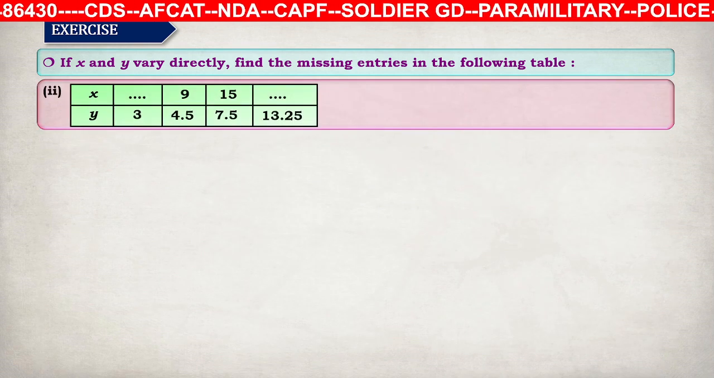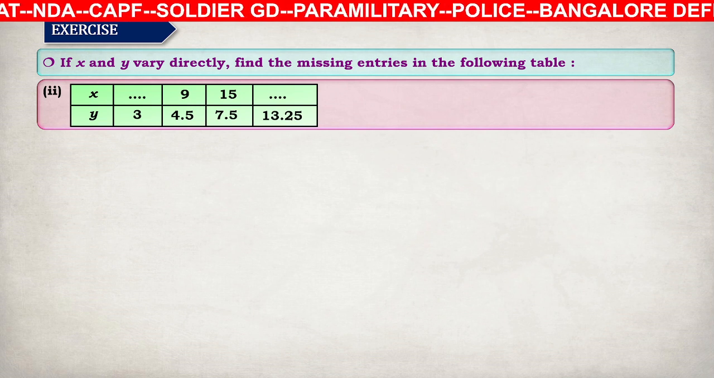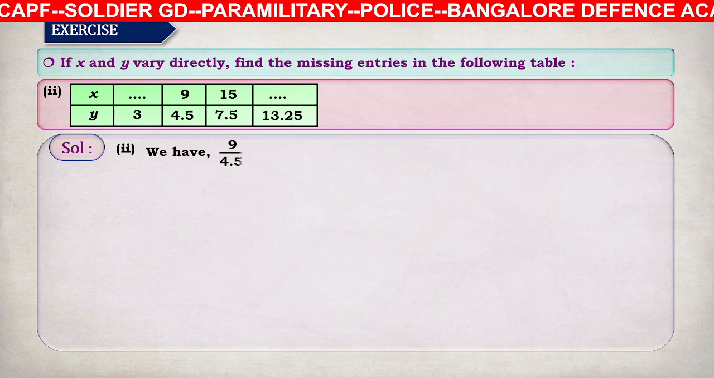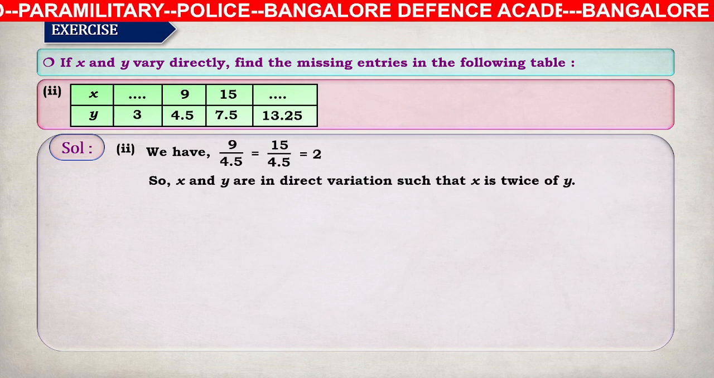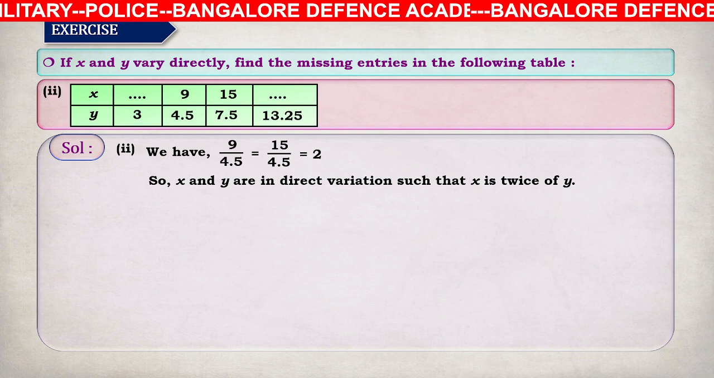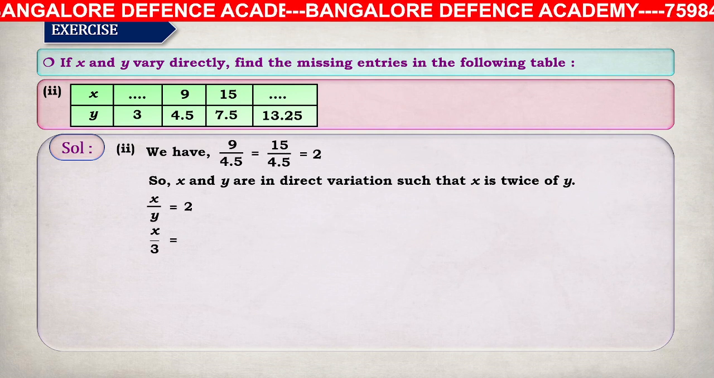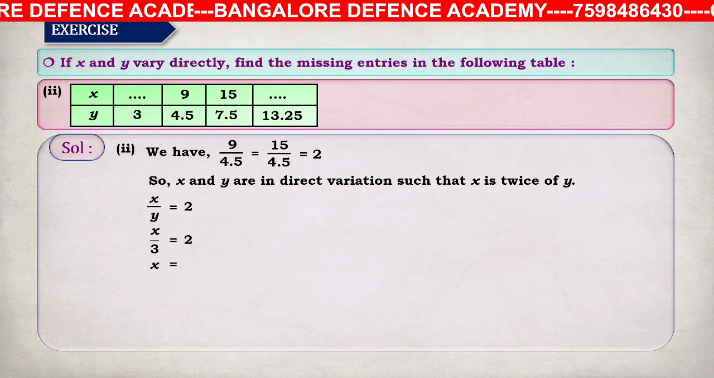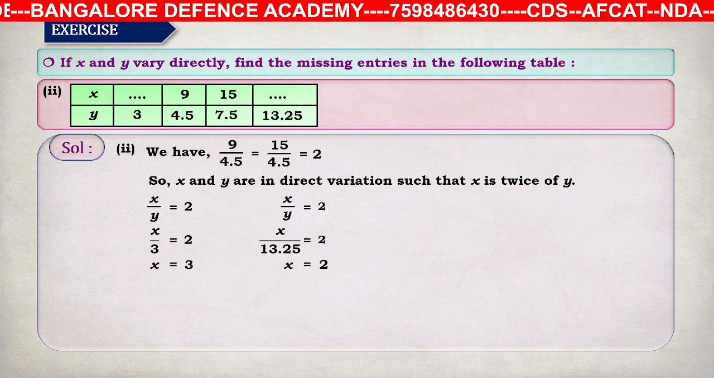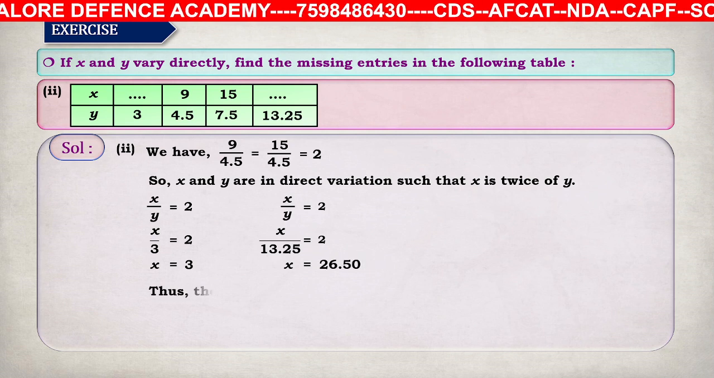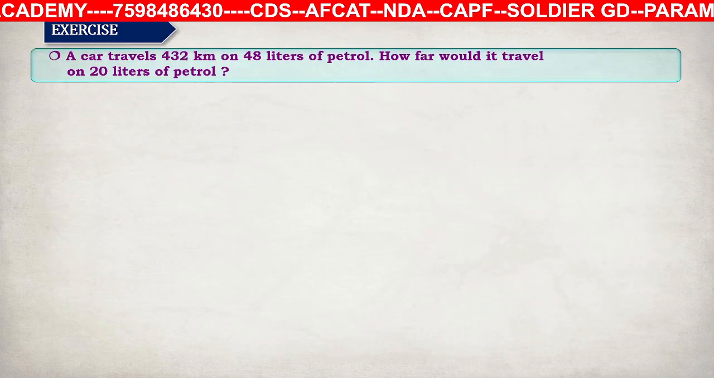Next, if x and y vary directly, find the missing entries of the following table. You can take it as homework or practice by yourself, but I'll still run over the solutions here. So 9 by 4.5 can be written as 2. The ratio is the same. So take the values as x and y. x by 3 is equal to 2. The first value is 6. The last value would be obtained by multiplying this to get 26.50. So the missing entries are 6 and 26.50.